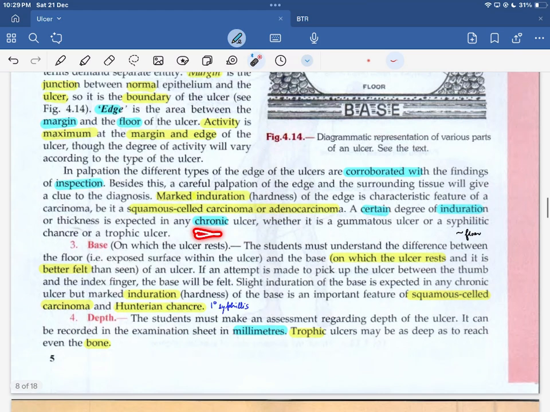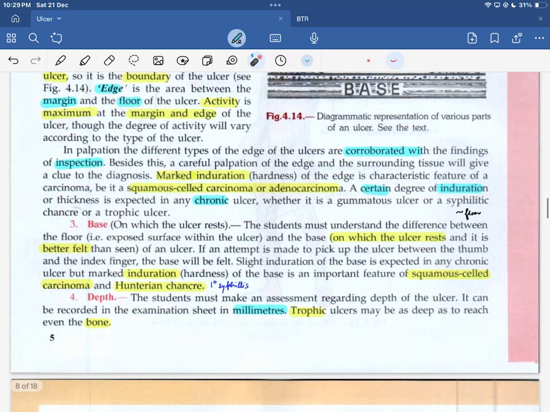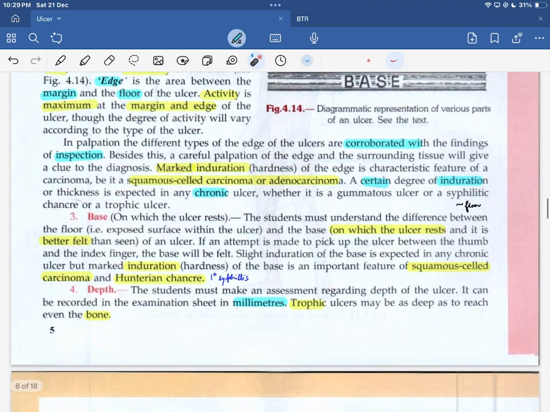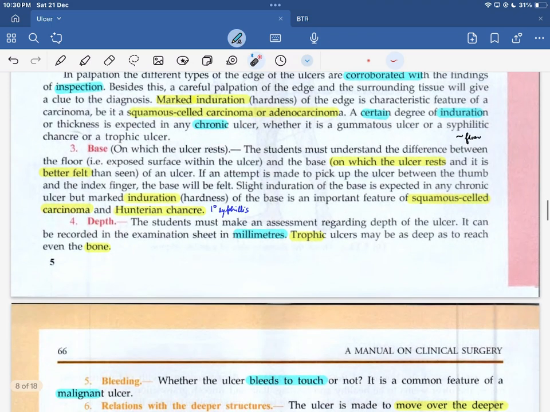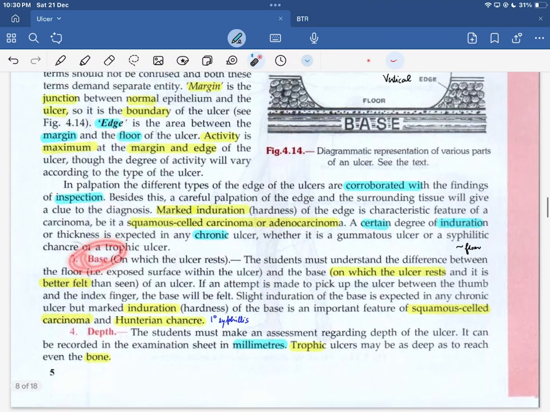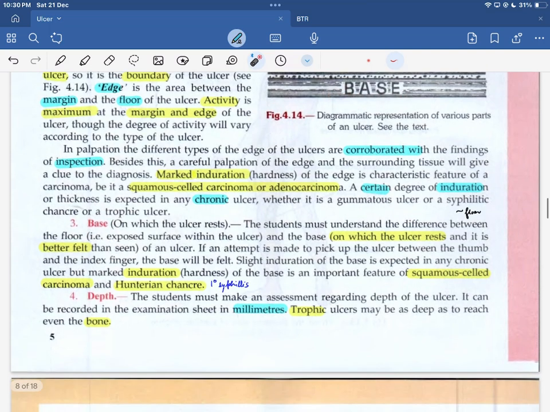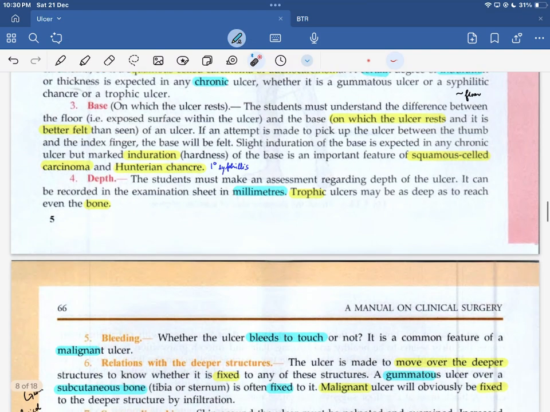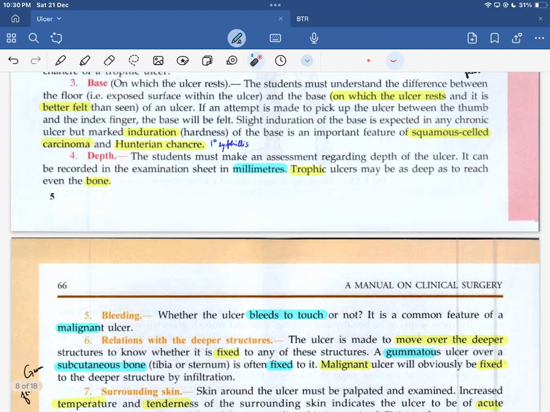And in chronic ulcer, some induration might be there because it's so chronic, right? The body is like, I need to have a strong base to handle this swarm of assault, right? So the other thing would be this base. We were already seeing it, but in particular, it's where the ulcer rests, right? It's better felt than seen. It's a very, very important viva point that is usually asked. And we already saw induration in squamous cell, right? And in the long term, Hunterian or TB ulcers.